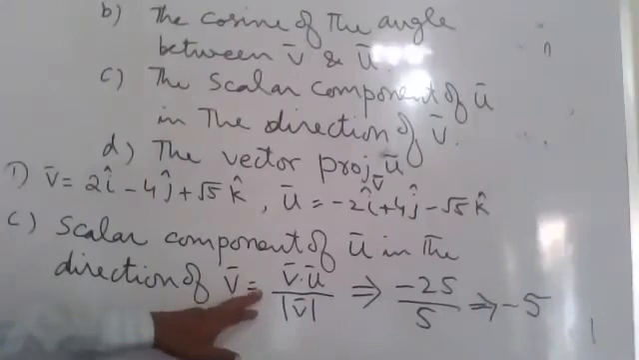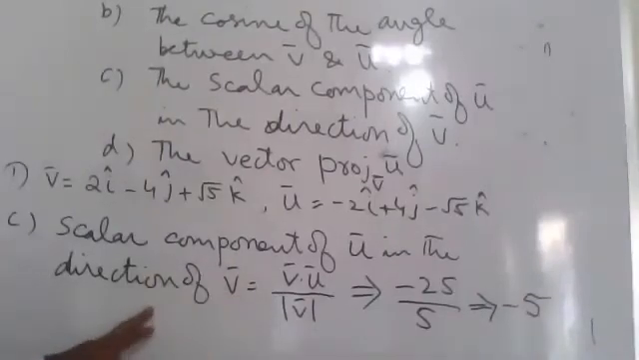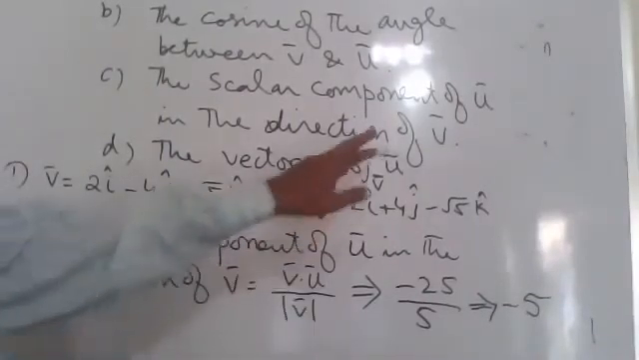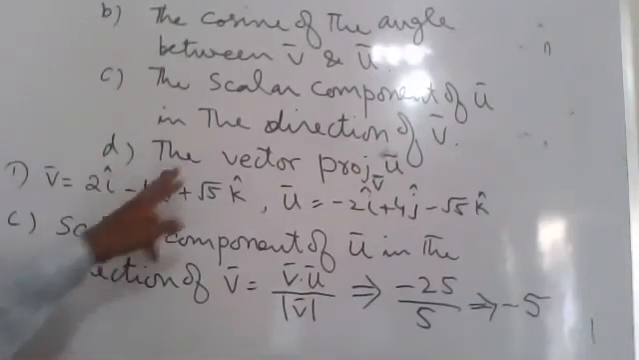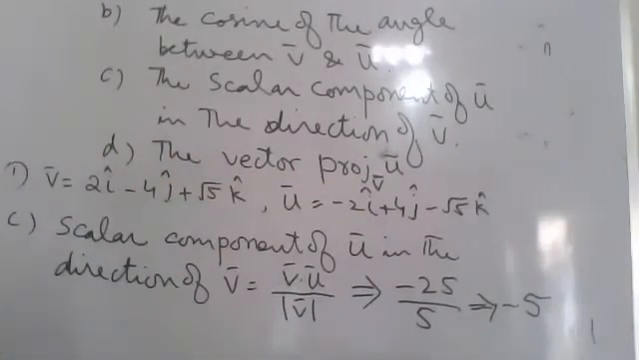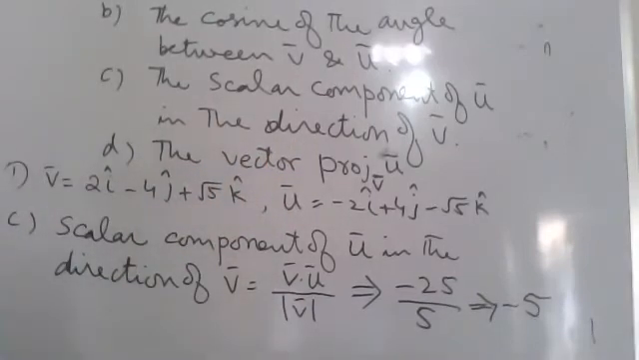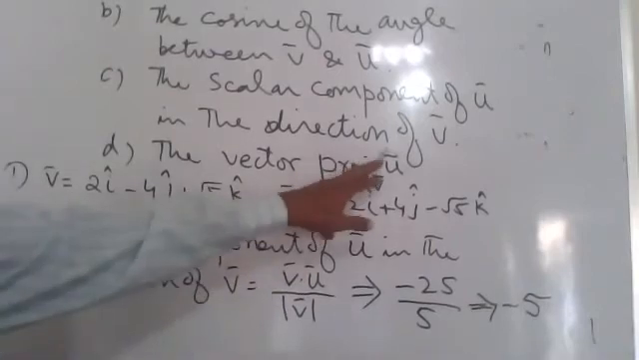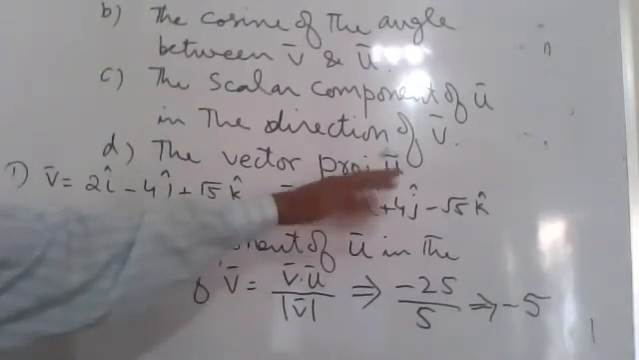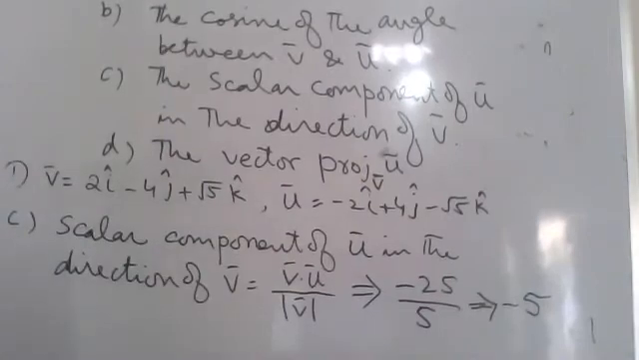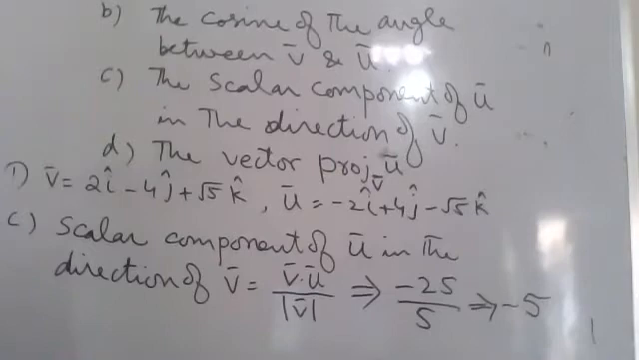So this is the scalar component of U in the direction of V, multiplied with the unit vector of V. This will be the vector component. This is the scalar component. Now it will become the vector component of the same thing: the vector projection of U onto V. How to write the vector projection of U onto V? So this is the way to find it.